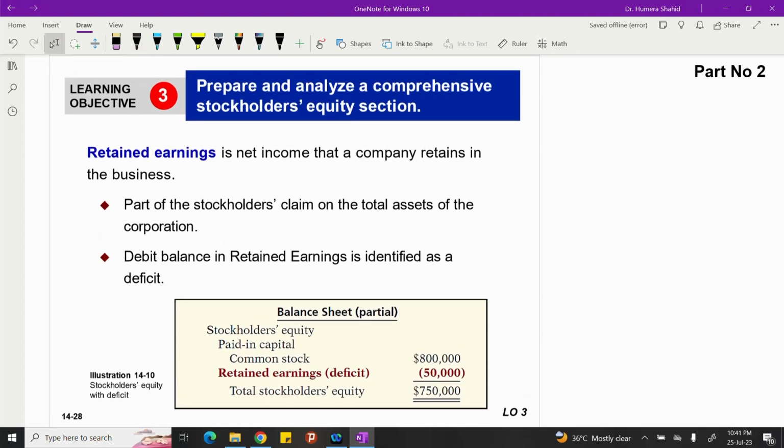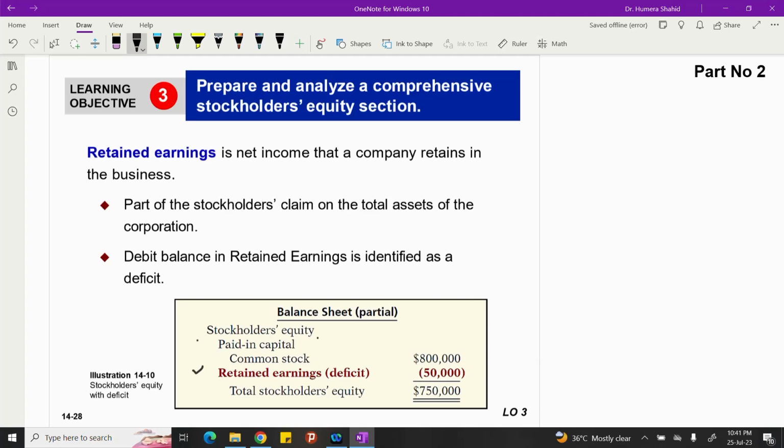Let's move towards our third learning objective, which is preparing and analyzing the comprehensive stockholders' equity section. We are done with the paid-in capital discussion in which we talked about the capital stock and additional paid-in capital in chapter number 13. But one item of the owner's equity section, that was retained earnings, we didn't discuss that. Retained earnings are those earnings, we know the basic definition of it, and these are those earnings that are retained in the business, they are not given as dividend.